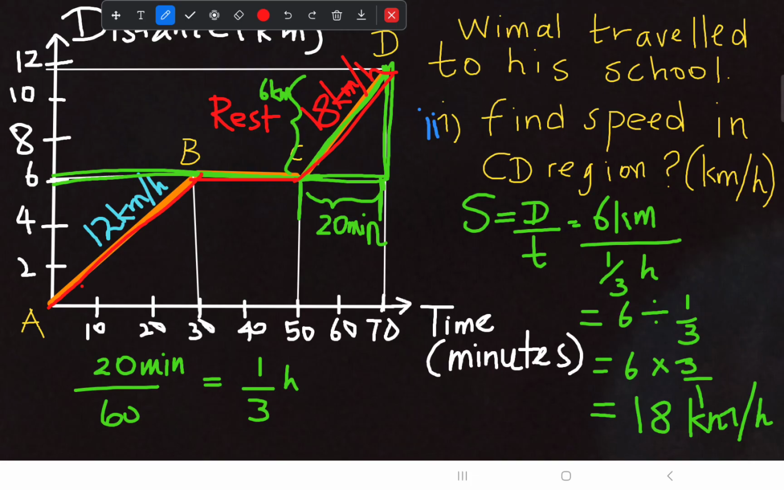You have to start. At start, he traveled 6 kilometers within 30 minutes with the speed of 12 kilometers per hour. Then for 20 minutes he took a break. Then for the next 20 minutes he traveled 6 kilometers with 18 kilometer per hour speed and reached school. This is the way you have to describe this diagram.